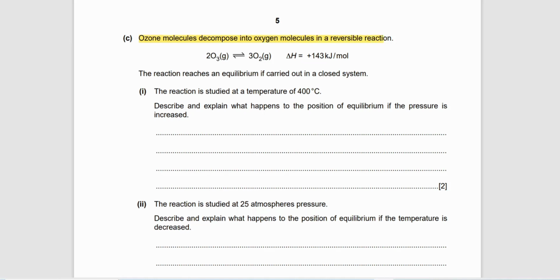reversible reaction. You can see this reaction, 2O3, which is 2 moles of ozone, and 3 moles of oxygen molecules will be formed. This is an endothermic reaction because the value is positive, so heat is provided. The reaction reaches an equilibrium if carried out in a closed container or closed system. The reaction is studied at a temperature of 400 centigrade.